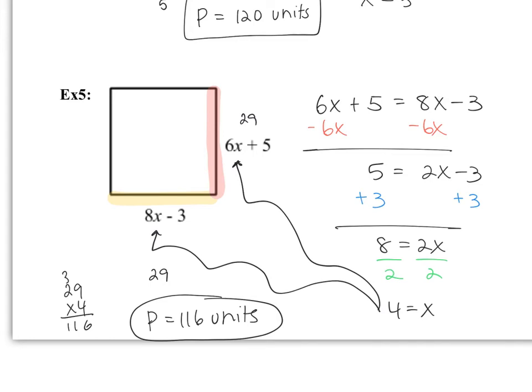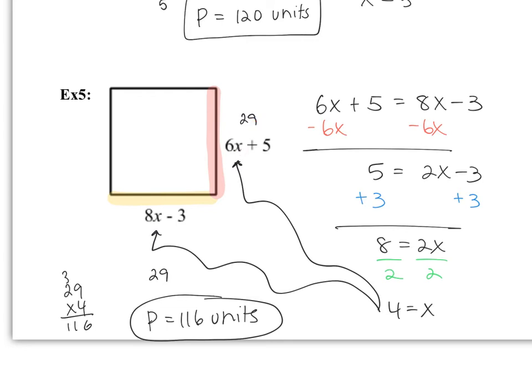So in order to answer that question, I first need to find the side length of the square by replacing x with 4. And I did it in both places just to check that both sides came out the same. And in both cases, they came out to be 29 because 8 times 4 is 32, minus 3 is 29, and 6 times 4 is 24, plus 5 is 29.